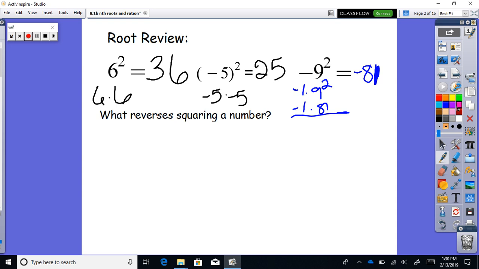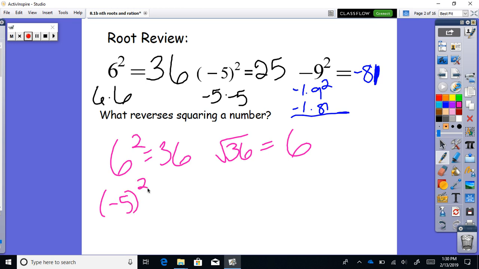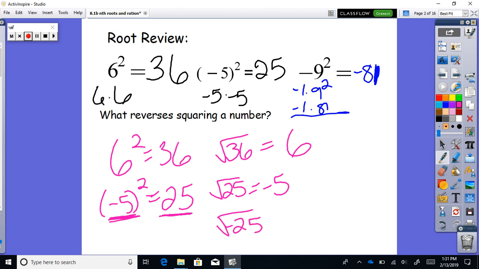Now, what's the reverse of squaring a number? It would be taking the square root. So if 6 squared equals 36, then the square root of 36 equals 6. And if negative 5 squared equals 25, then the square root of 25 could equal negative 5. However, every time you square a negative number, it always equals a positive number. If you take the square root of a negative number, remember, then you're going to get an imaginary answer because there's no number squared by itself that will give you a negative answer.